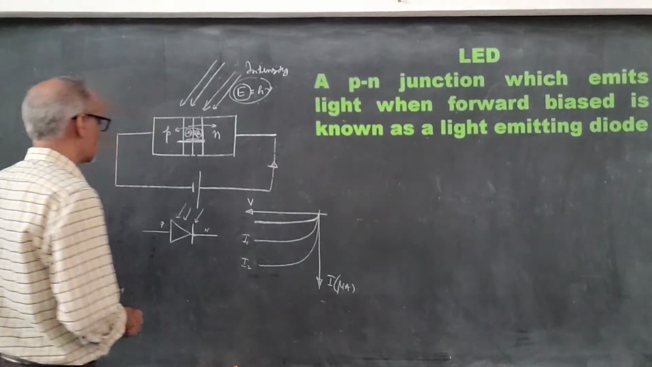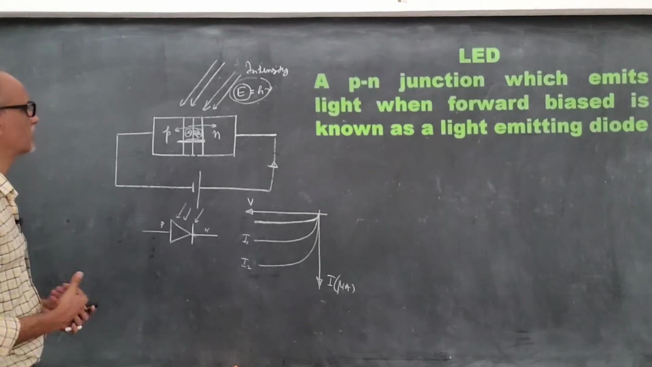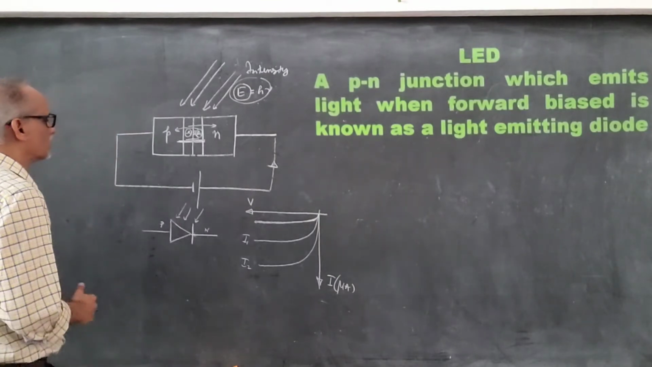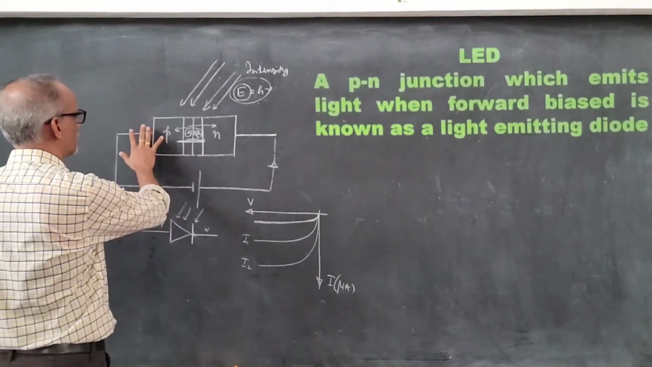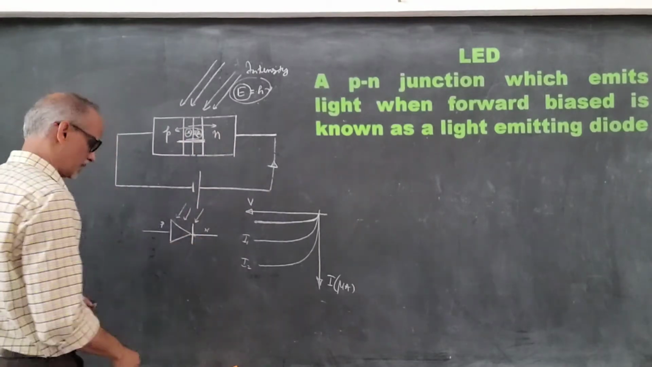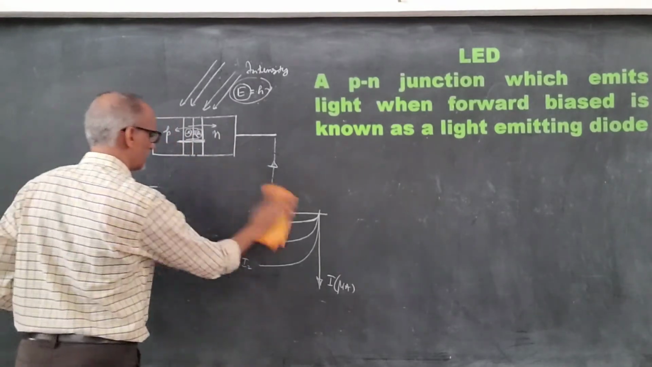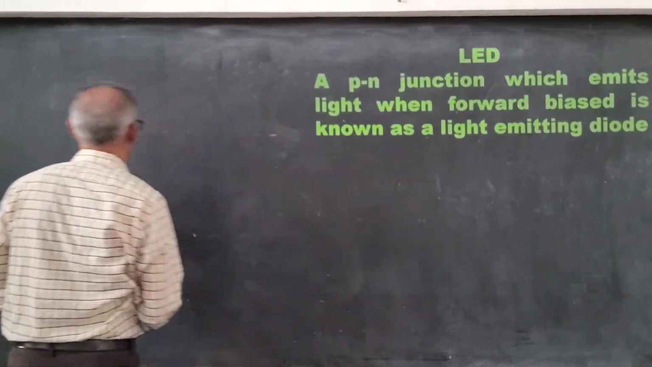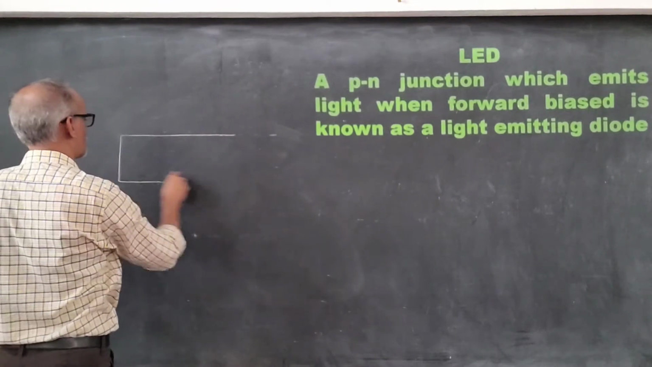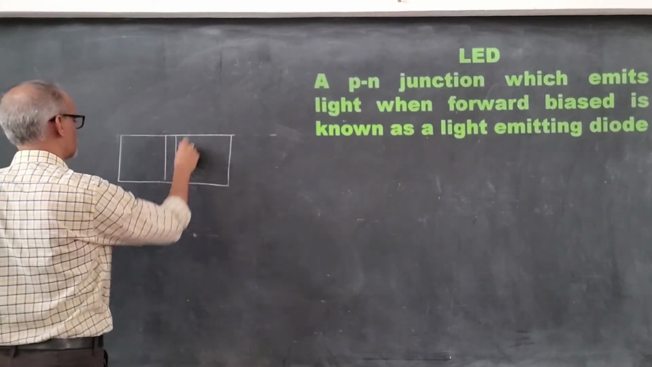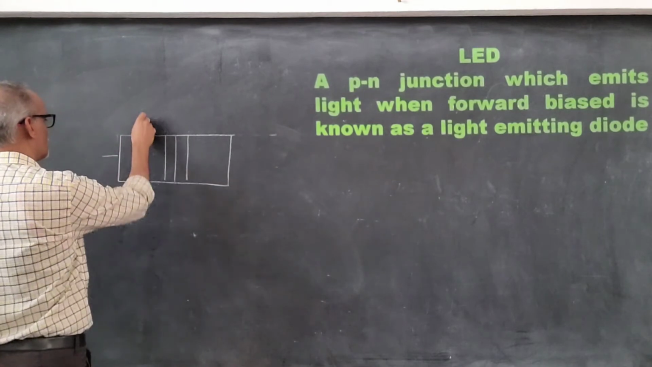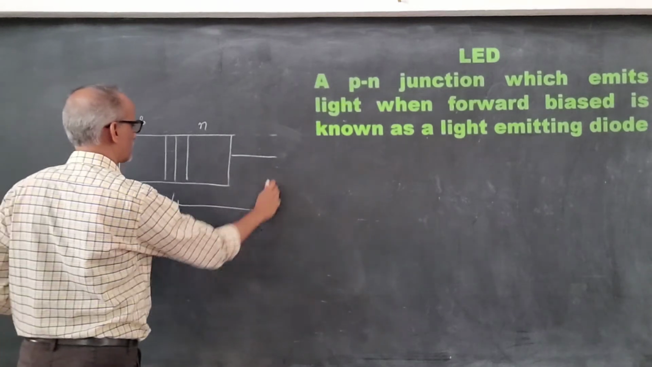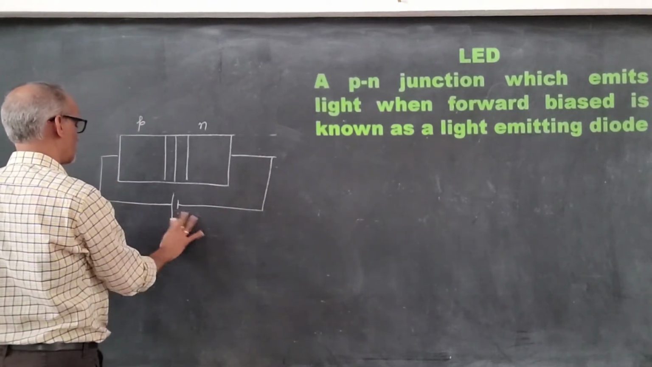Now, let us see one more optoelectronic device, which is the light emitting diode, LED. Whenever a photodiode is used, it is always used in reverse bias. But if we use a p-n junction diode in forward bias, electron hole combination takes place near the junction. So, this is the depletion region, P region, N region. The P region is connected to the positive terminal of the battery, and the N region is connected to the negative terminal of the battery.